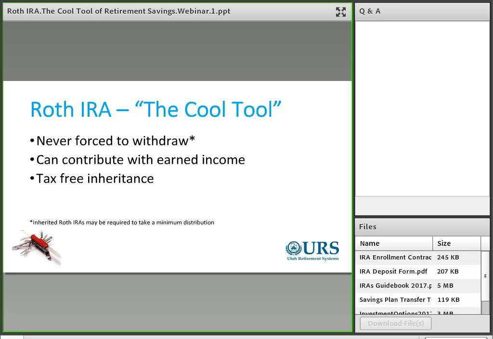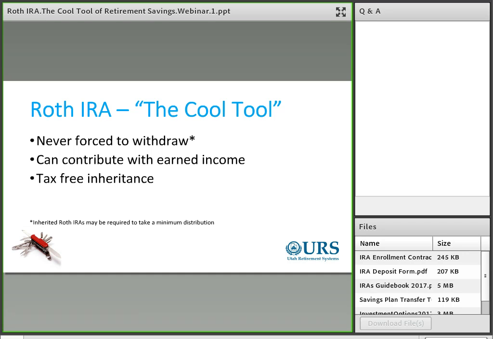If you leave this to a non-spouse beneficiary, they're going to be required to take some money out by December 31st of the year that you pass away. But again, there are some nice features there about never being forced to withdraw the money and having that earned income to contribute.